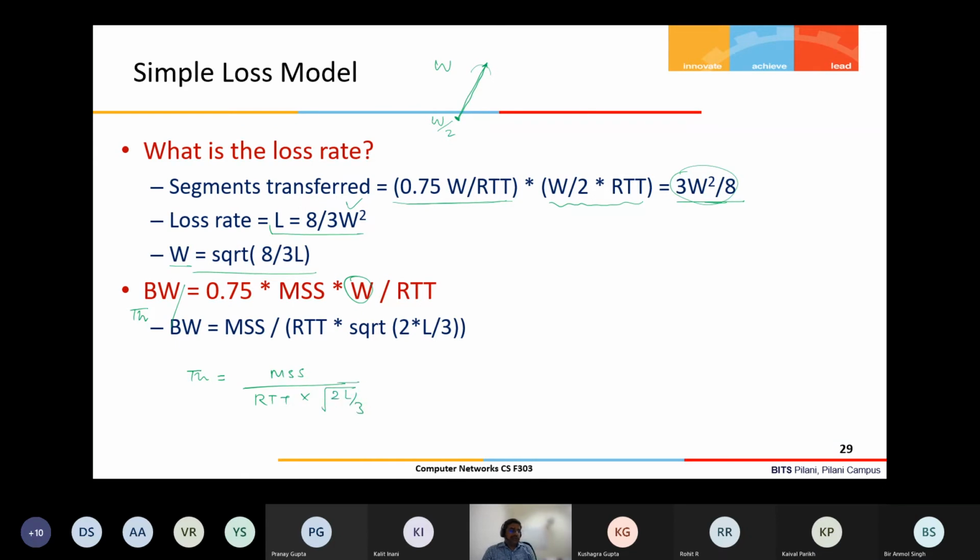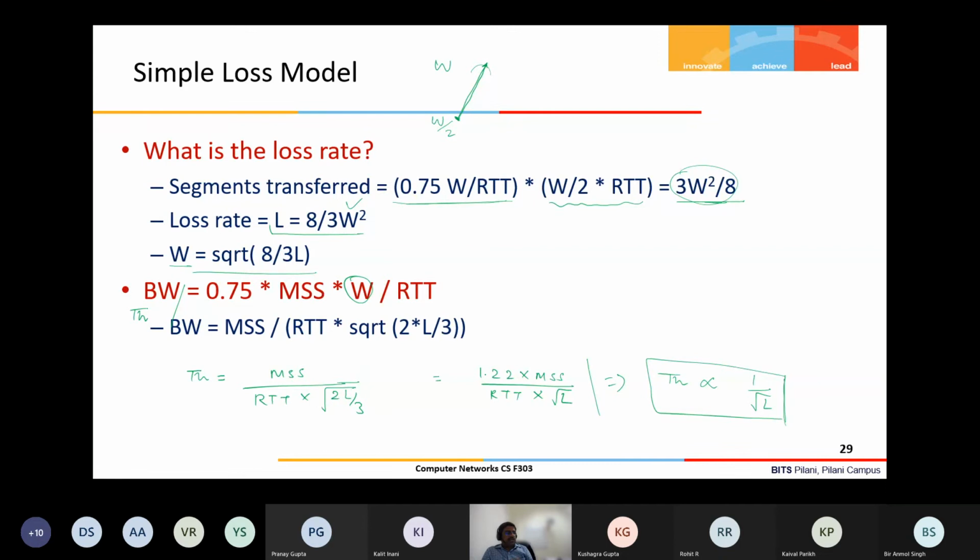L is the loss rate. If you calculate this root 2 by 3, you will get something like 1.22 times MSS divided by RTT times the square root of loss rate. So one important observation which comes from this is that TCP throughput is proportional to 1 by the square root of loss rate. Using this equation, we can characterize the TCP behavior: TCP throughput is inversely proportional to the square root of the loss rate.